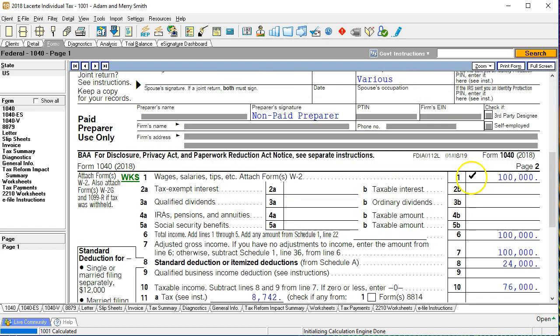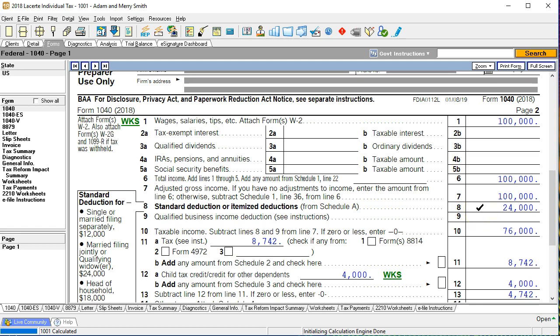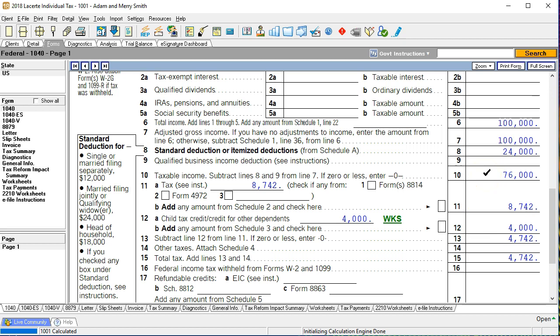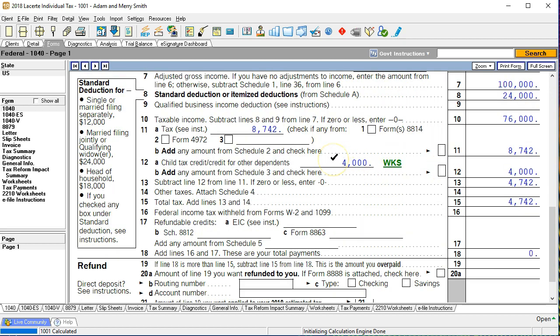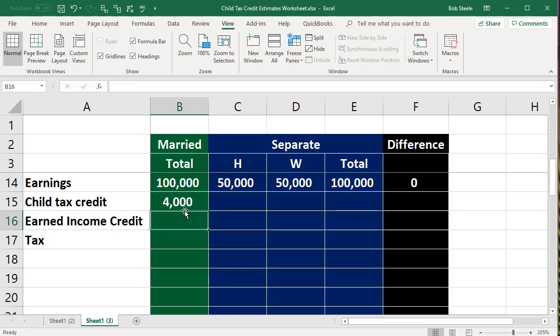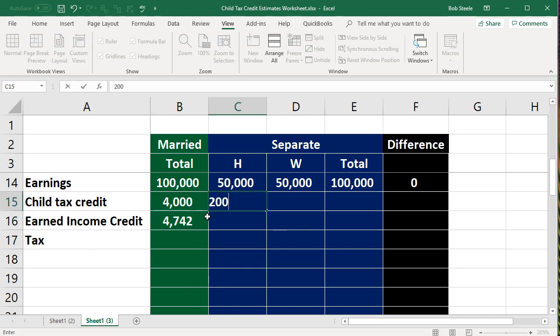Okay. Well, then we've got the 100,000. We've got the 24,000 of the married filing joint now. That gives us the taxable income of 76,000, tax now at 8,742. Then we have the child tax credit for the 2 children, 2,000 each, maximum credit, 2,000 per child, 4,000, bringing the tax down to 4,742. So we're going to bring this to 4,742.